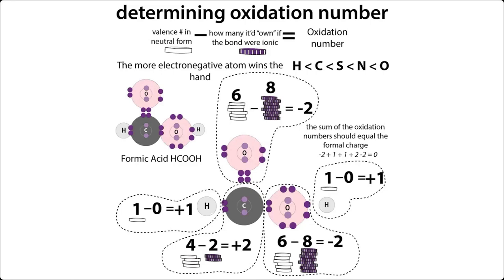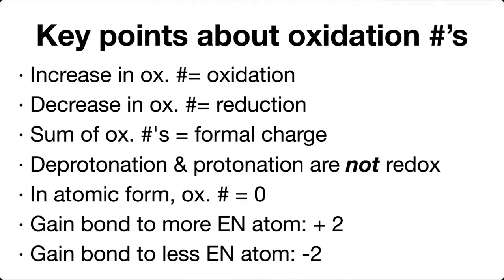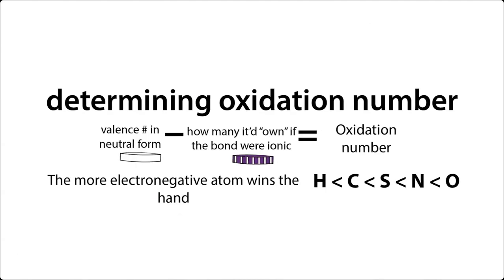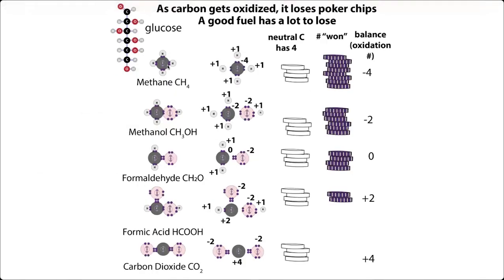For the purpose of this class, I'm not going to actually make you calculate the oxidation number, but I do want you to understand some important things about it. One is that the higher the oxidation number, the more oxidized something is, and the lower the oxidation number, the less oxidized it is. And if we think about why this is, well, electrons are negative, and so if you have more electrons, that's going to make your oxidation number lower. And if you have a lower oxidation number, that's actually going to make you a better fuel because it means you have more electrons you can give up.